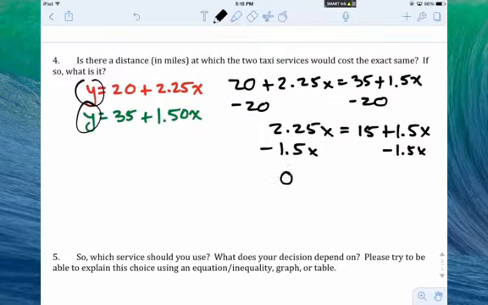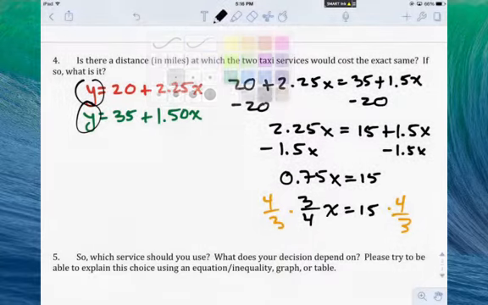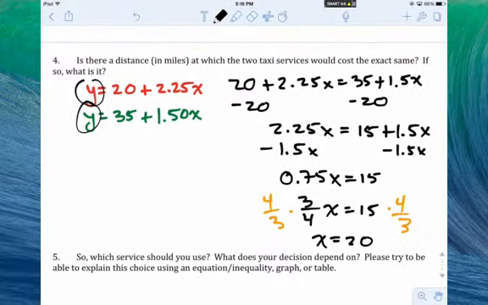We end up with 0.75x equals 15. Now you can divide by 0.75, but you can also rewrite this as 3/4 x equals 15. So I'm going to multiply both sides of this equation by 4/3. You're going to end up with the exact same answer either way you go, and you end up with 20 miles. So if the ride were exactly 20 miles, then these two should cost the exact same amount.